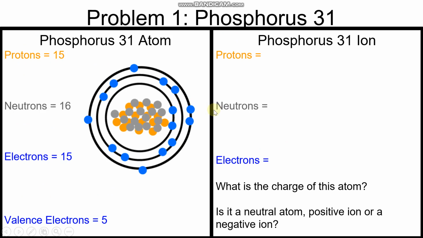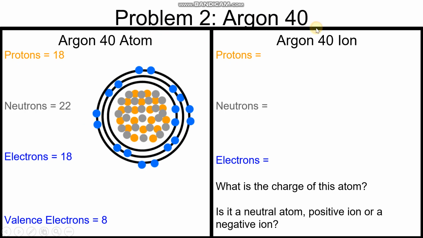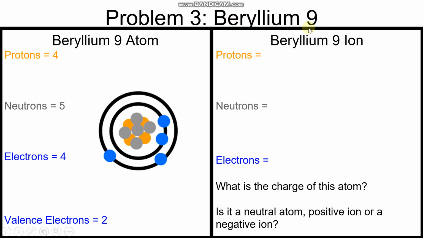Okay, and so the three examples you're going to do are phosphorus-31, argon-40, and beryllium-9.